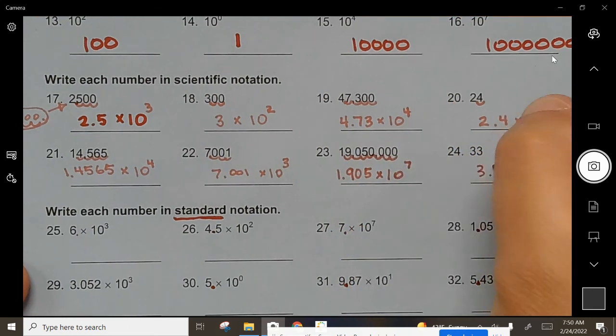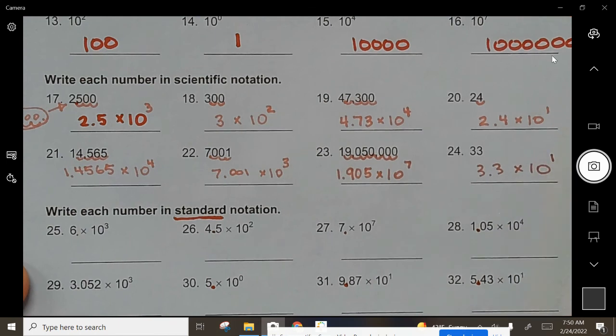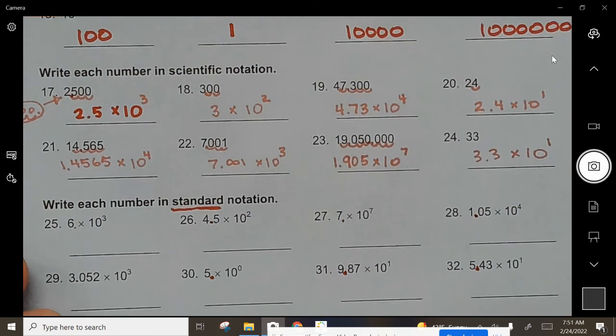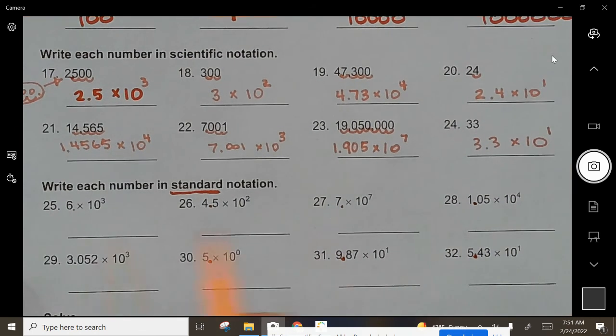3.3 times 10 to the 1. All right. Now we're going to go backwards, and we're going to write these out in normal notation. How many spots am I going to go? 6, and the decimal's there. 1, 2, 3, and you fill them in with zeros.